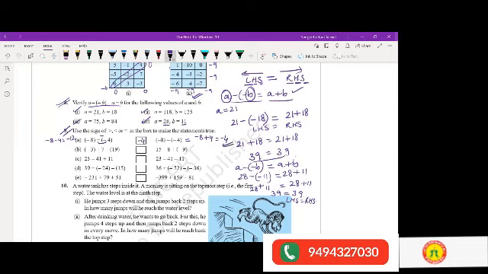Because when you see on the number line, this is on the right side of the number line. Minus 12 is towards the left side. Minus 4 is towards the right side. So that's greater.